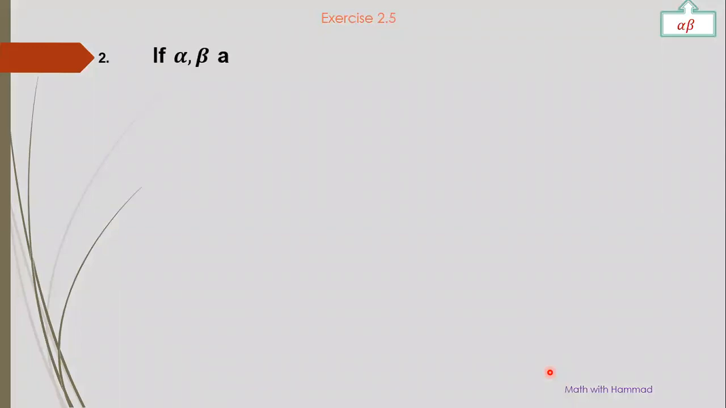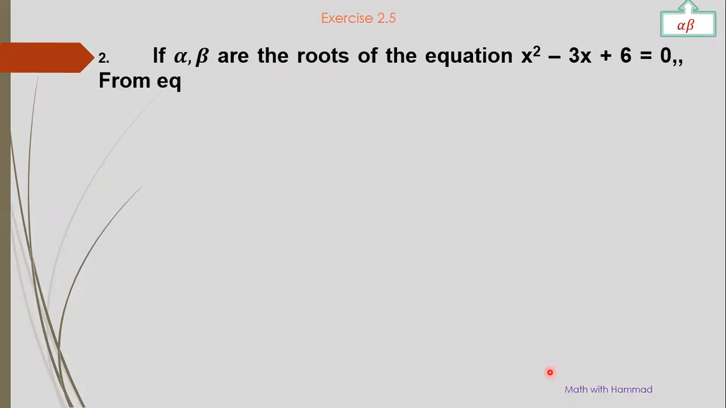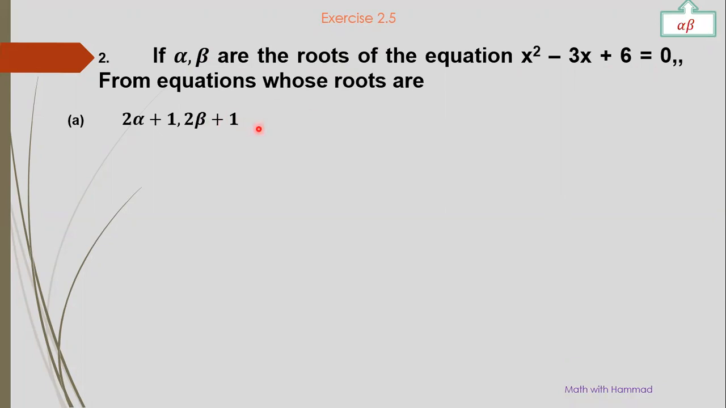Now, question number 2 of the exercise: if alpha and beta are the roots of the equation x square minus 3x plus 6 is equal to 0, form an equation whose roots are: a part is 2 alpha plus 1 and 2 beta plus 1. Before starting this part, first of all, we have to find the values of alpha plus beta and alpha into beta from this equation.